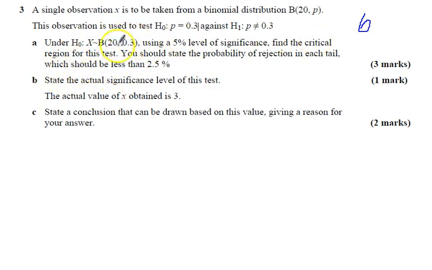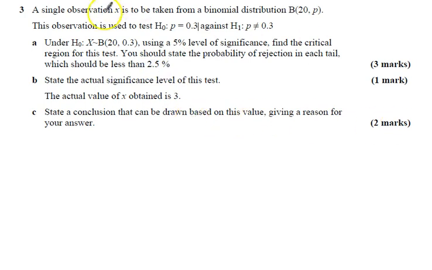Now we could use our calculator, but we'd be kind of just shooting in the dark slightly for this. So instead, we're going to look for the tables in either the back of your textbook or the formula sheet. And the key things are that n is 20, the probability is 0.3, and we've got a significance level of 2.5% for each tail.